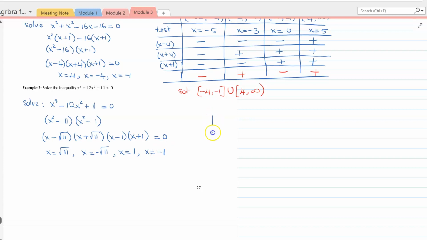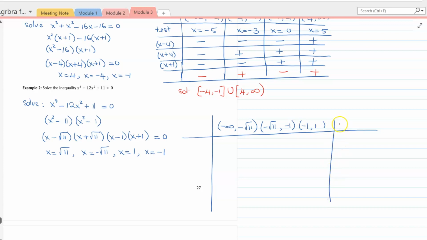So then the table that we are looking at has the intervals negative infinity to negative root 11, negative root 11 to negative 1, negative 1 to 1, and 1 to root 11. Oh, last one, root 11 to infinity. Okay, so these are the intervals that we consider.